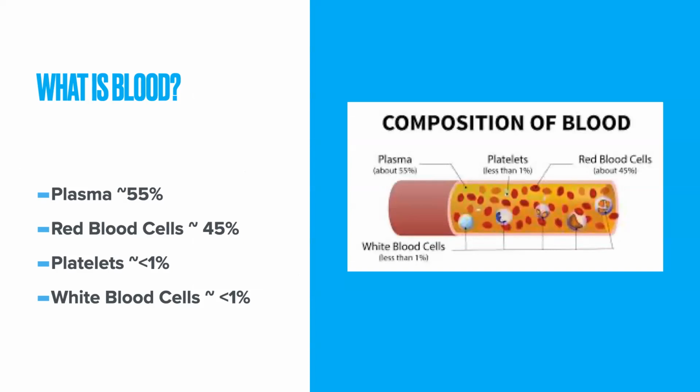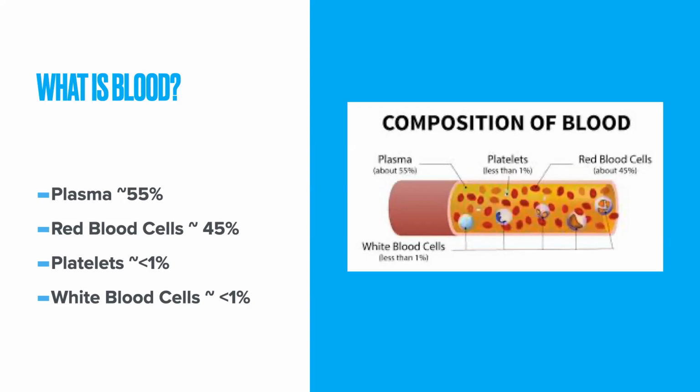Blood is made up of multiple different parts. And the first one, or the primary one, is plasma. It accounts for approximately 55% of our total blood volume. Then we have red blood cells, which account for about 45%. Platelets account for less than 1%. And then white blood cells are the same.